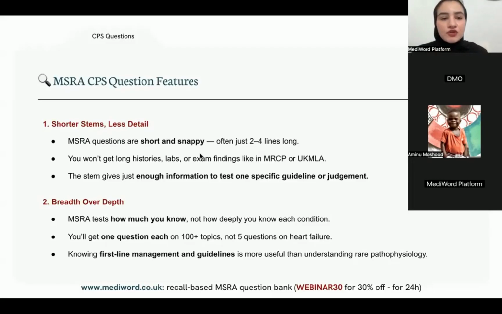Now, just important things to mention about the clinical questions. The stems are short. MSRA clinical questions tend to be 2 to 4 lines long. Most of the time, they're just 2 lines long. They're not packed with information about the history, past hospital attendances, long blood test results or long examination findings. That's more MRCP style. They tend to be very short and snappy, and they expect you to get to the right answer from a minimal amount of detail, which means your revision for clinical components should be focused on breadth rather than depth.